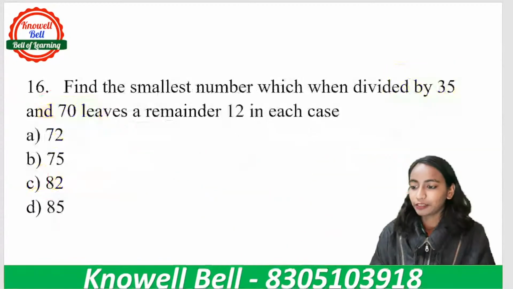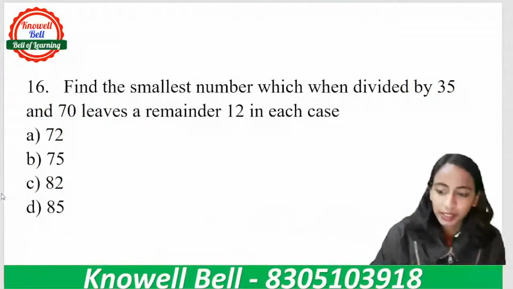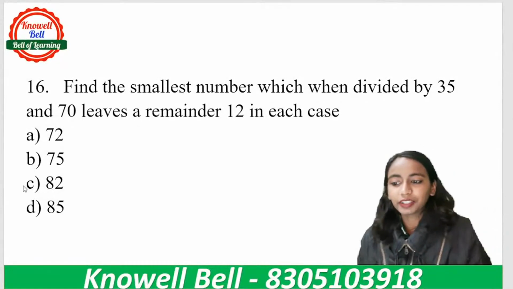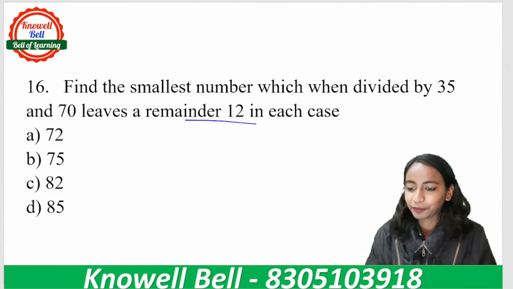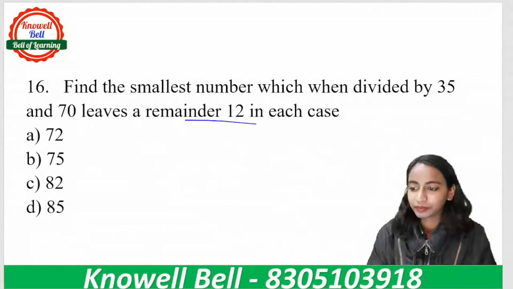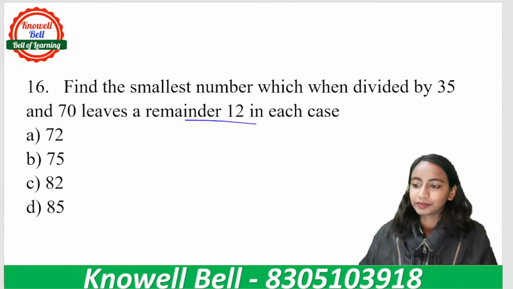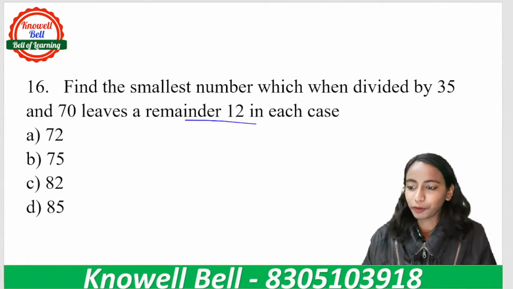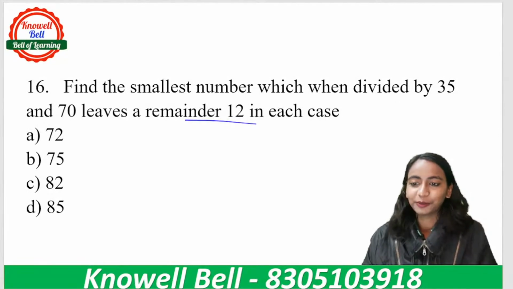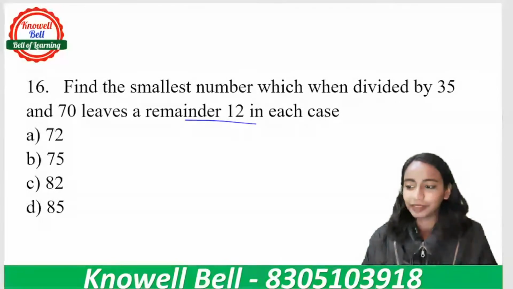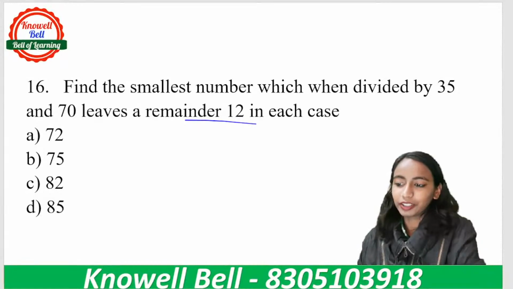Next question after this, question number 16. Find the smallest number which when divided by 35 and 70 leaves a remainder 12 in each case. This is again the very same kind of question. Find the LCM first of all of 35 and 70. Then add 12 in that. So we will get the answer. Find the LCM of 35 and 70.